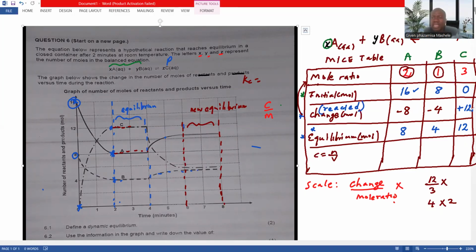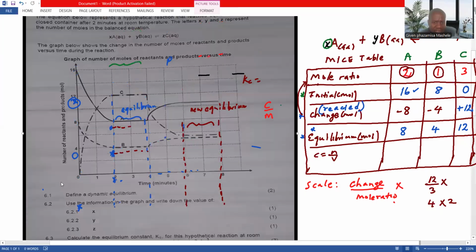So now, in the question, if I'm not mistaken, I do not want to get rid of these things. Okay, let's just go up and try to look at this. The first question says, define a dynamic equilibrium. I think that one is straightforward. I'm not gonna do it, ladies and gentlemen.